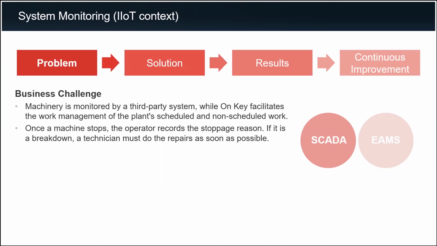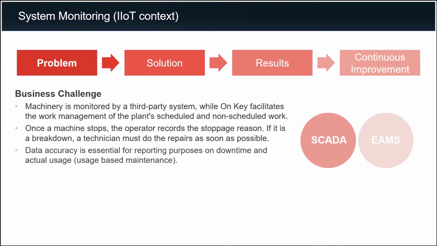So there's a machine that monitors, but already you can see the EAMS manages the work and needs to know who to send out when. So there's a data silo, evidently. Lastly, data accuracy is essential because that's going to be used for reporting purposes on downtime and actual usage, which will also relate to usage-based maintenance for scheduled work in the future.